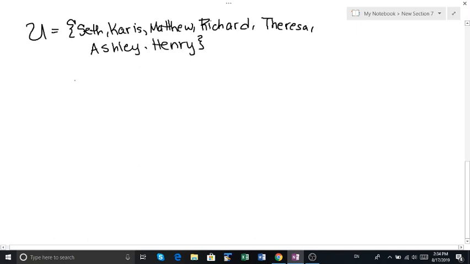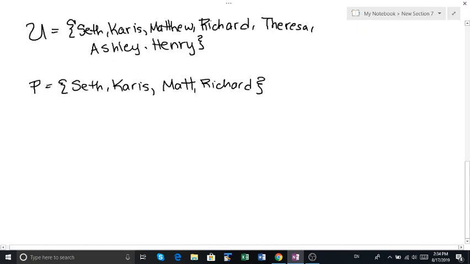So when you have a universal set and you take part of that set, like we did for the kids who liked pizza, which was Seth, Karis, Matt, and Richard, we call P a subset of U. And that is because all of the elements in P are also in U. All right, so the notation for this is P is a subset of U. So P is contained in U.